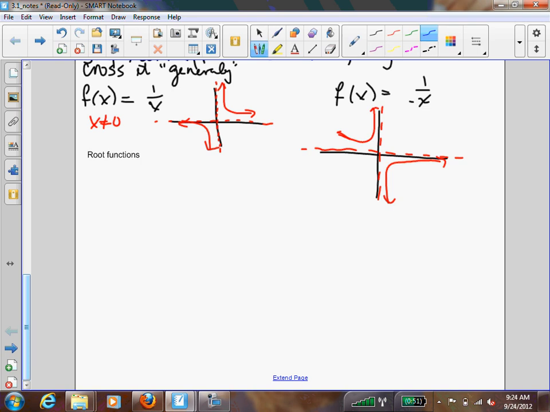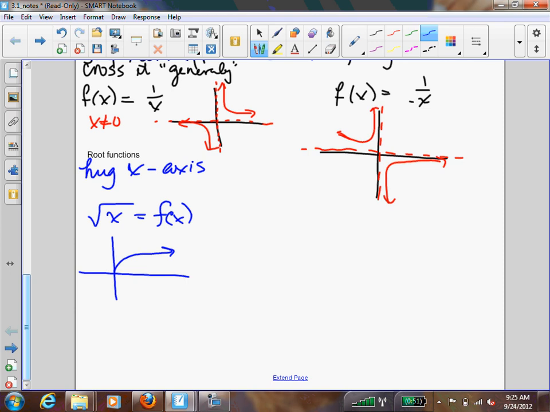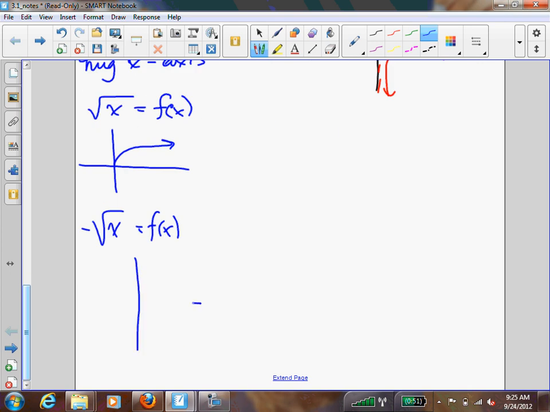that we're going to address this year. And our root functions will always hug the x-axis. So a square root function, if it's positive, we'll do this. If it's got a negative sign on the outside, where is it going to go? Yep, it's going to do this.